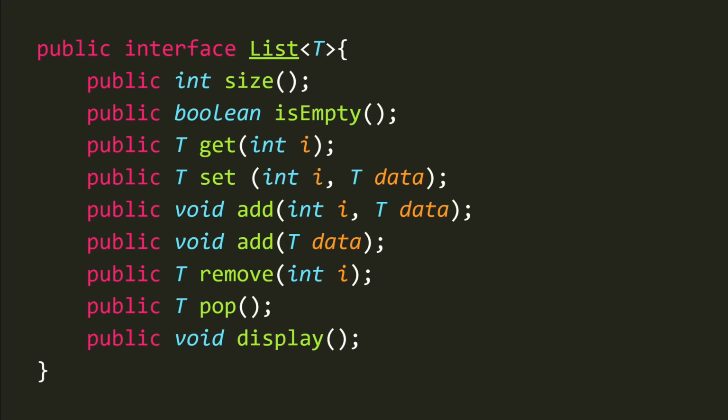Let's take a look at how to implement a list using an array in Java. So here is our interface, and the interface just lists out the methods that we will have, and then we will implement them in a moment. So some of these methods are size, is empty, get, set, add, remove, pop, and display.